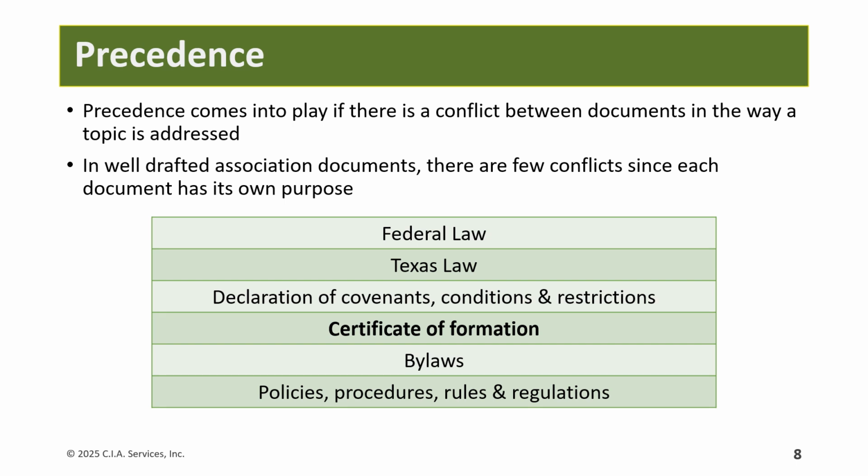So if there is a conflict, and they do come up, especially between maybe Texas law and the declaration or Texas law and the bylaws, this chart shows precedence. Federal law takes precedence over state law. State law takes precedence over the declaration, which takes precedence over the certificate, over the bylaws, and all of those over any policies, procedures, rules, and regulations.